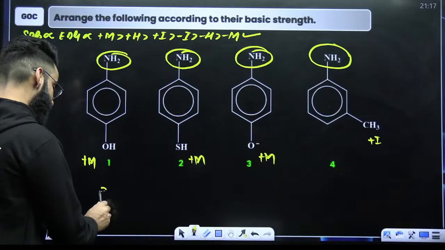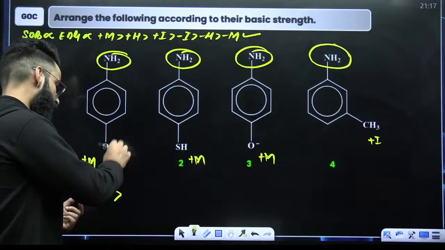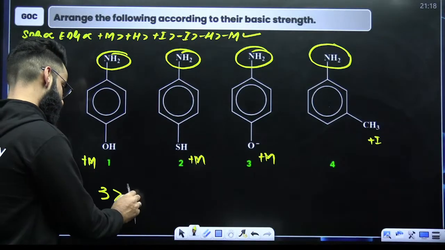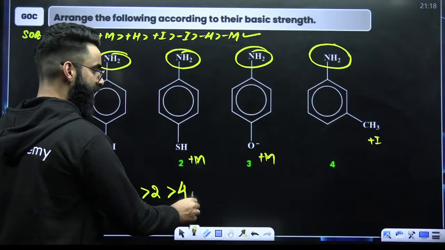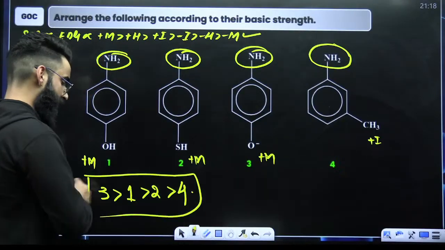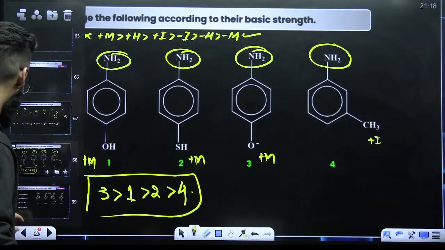So 3 is more basic. Now among 1 and 2, which one shows more plus M? OH shows more plus M than SH. So I'll prioritize 1, then 2, and at the end I'll prioritize 4. So this is going to be the basic strength order: 3, 1, 2, 4.